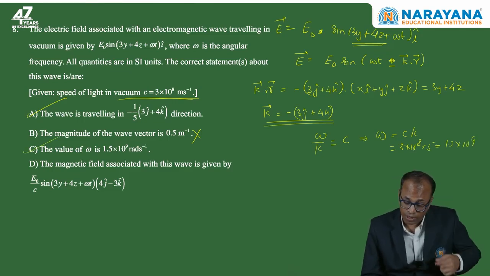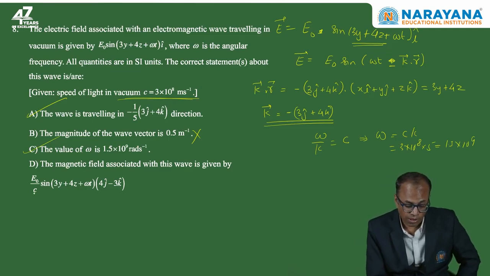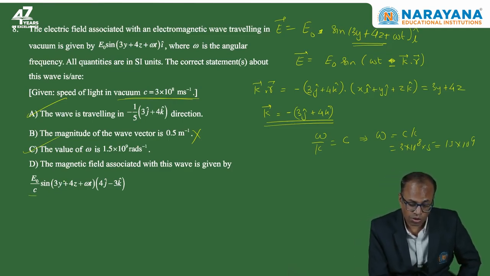Now the magnetic field, I have to verify. The magnetic field is E naught by c sin of (3y plus 4z plus omega t) times (4j minus 3k). So I have to check the direction of the magnetic field vector.